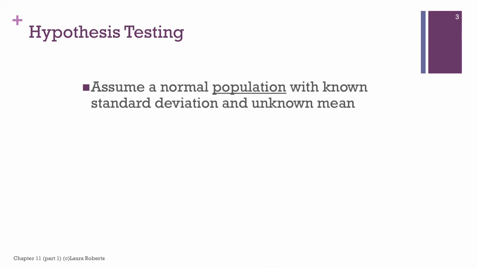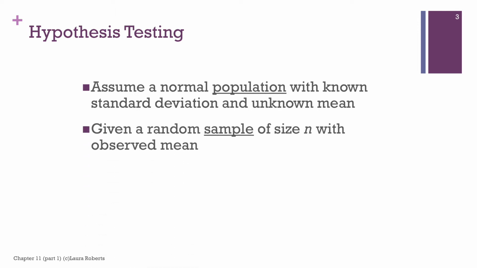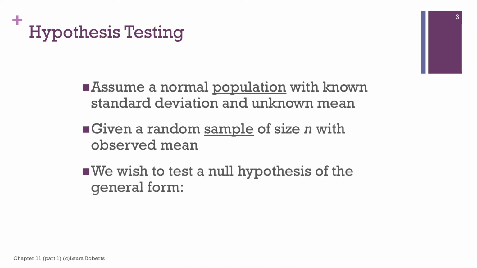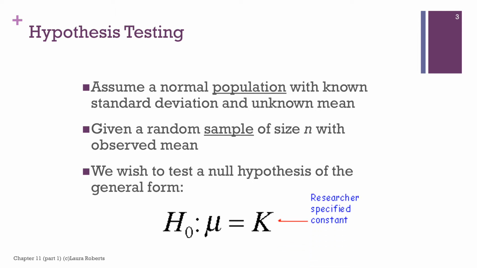Assume a normal population with known standard deviation and unknown mean. Given a random sample of size n with observed mean, we wish to test a null hypothesis of the general form H sub 0, which stands for the null hypothesis, is mu equal k. So mu, the mean of the population, equals some constant k. And that constant is specified by the researcher.